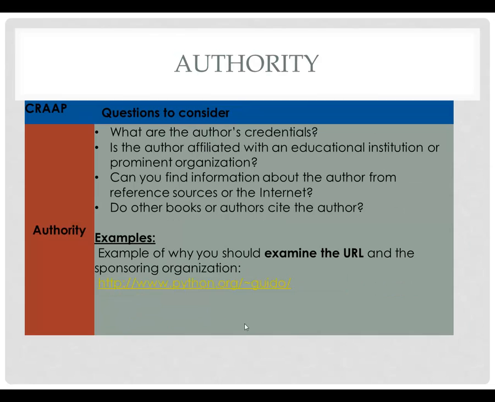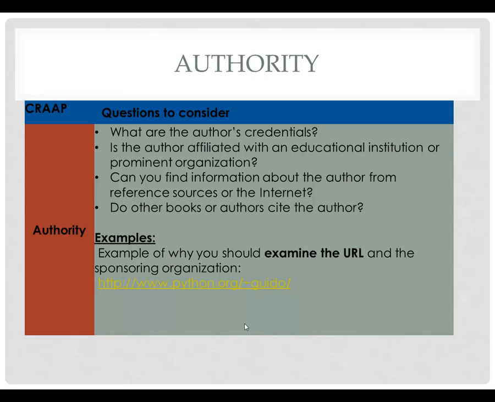The A in the CRAP test refers to authority. Authority is a very big topic when we're thinking about the evaluation of websites. We want to be able to trust the information that we find on a website. And so looking at the author's credentials is a big part of determining authority. We'll want to ask whether the author is affiliated with an educational institution or a prominent organization.